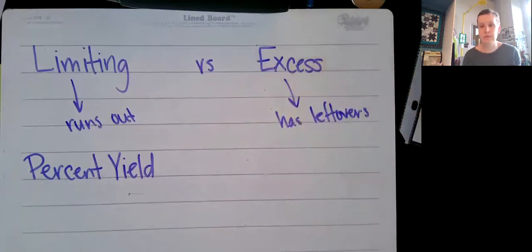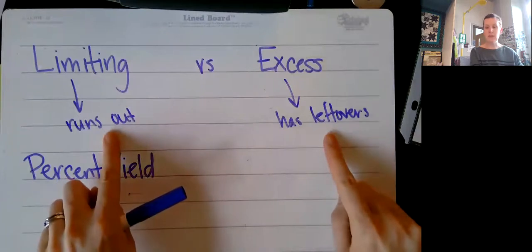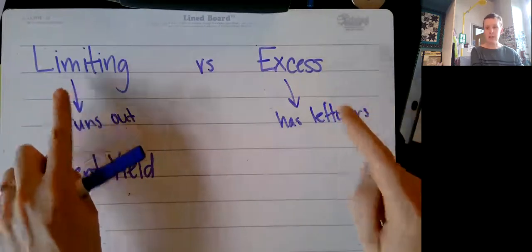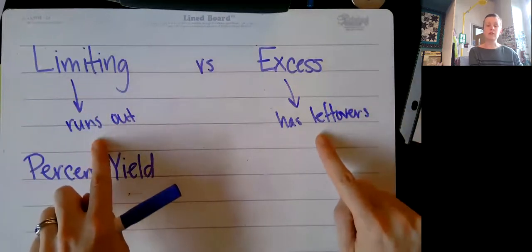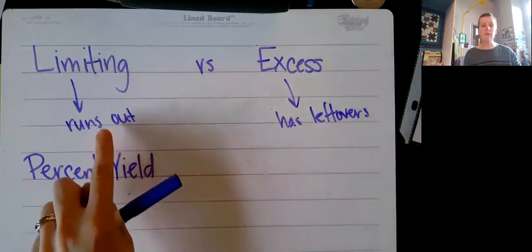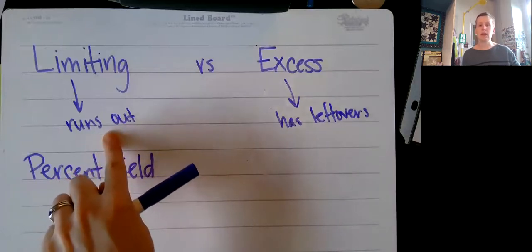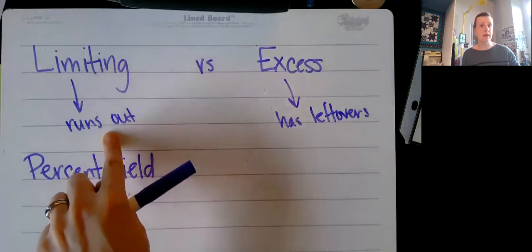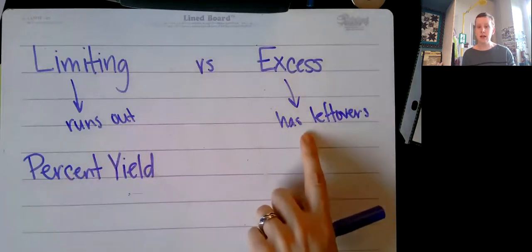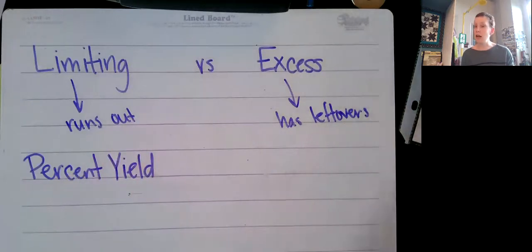Excess has leftovers, okay? So I think these two, because they are opposite of each other, work better for definitions as far as memory goes. But if instead of this, you wanted to write it's the one that limits the amount of product in the reaction, that's great. But you still have to remember that excess is a reactant that does not get used up. It has reactant remaining after the completion of the reaction.